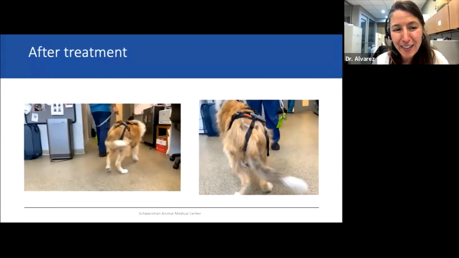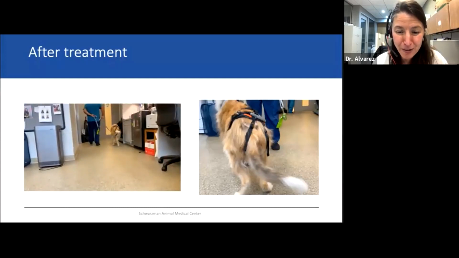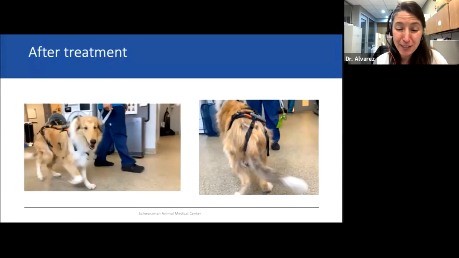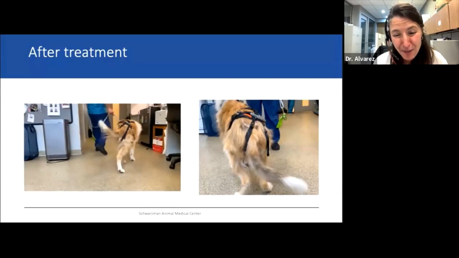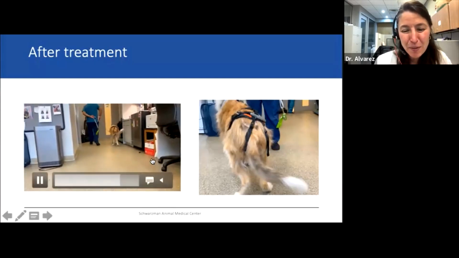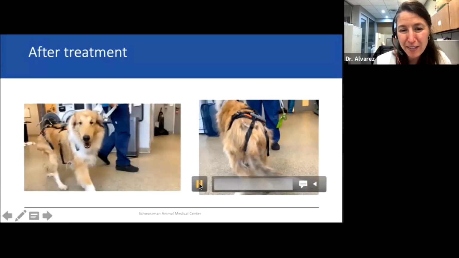Look at how nicely his tail is up now. He's walking, he's not crouched. He's feeling good. He was able to climb the stairs again. He started to play with mom again and cuddle. So really, really great return of quality of life for this patient.